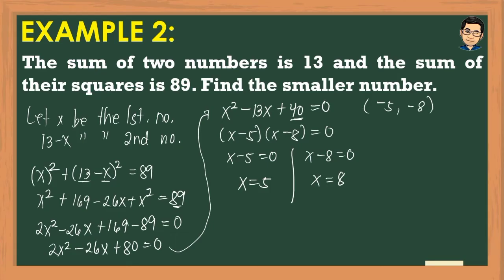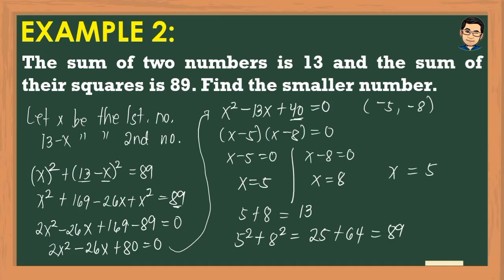Okay, so kapag pinag-add po natin ang 5 tsaka 8, that is 13. What about naman yung mga squares? 5 squared plus 8 squared equals, so 5 squared, that is 25, 8 squared, that is 64, so 25 plus 64, that is 89. So to answer the question, find the smaller number. So the smaller number here is 5. So 5 is our answer.